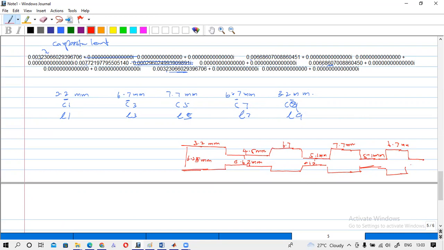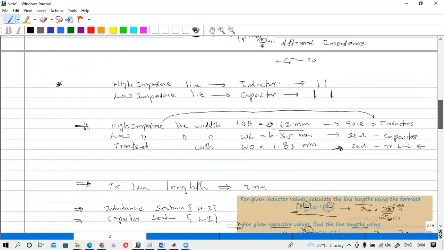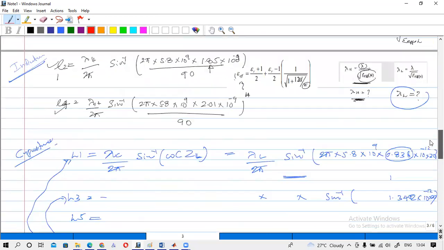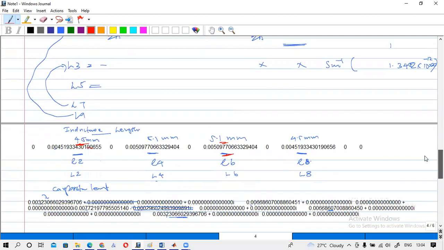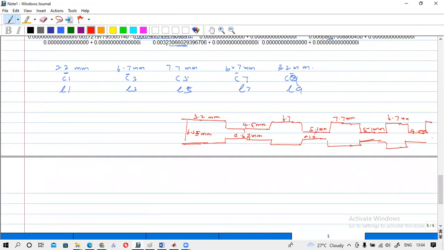And again you have an inductor, that should be 4.5 millimeter. Again you have a capacitor, that is 3.2 millimeter. So this will be your low pass design.